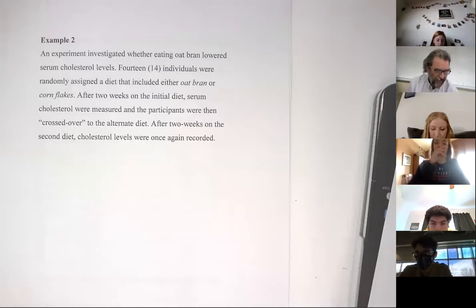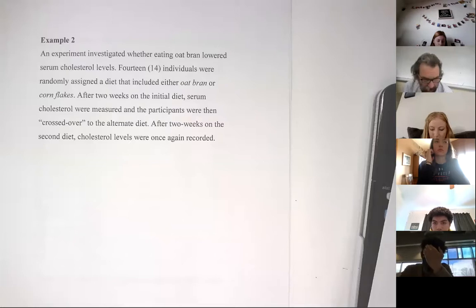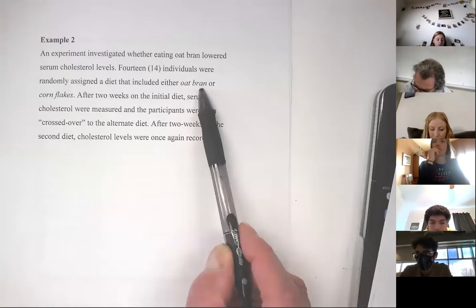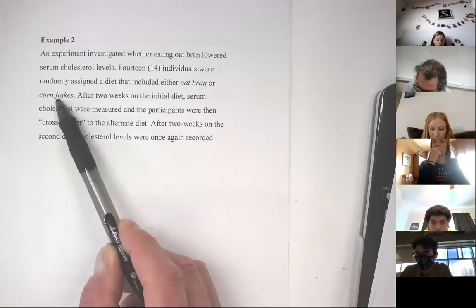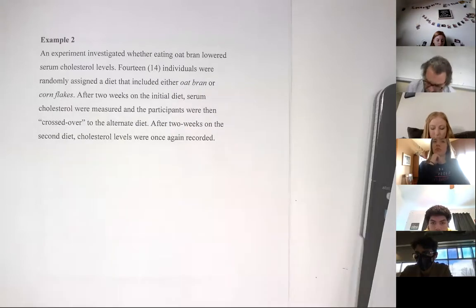After 2 weeks on the second diet, cholesterol levels were once again recorded. So here's a situation where each person serves as his own match. Why would you do that? Well, because people might tend to have high cholesterol or low cholesterol, and all you're measuring is the level. If you measure in the oat bran case and in the cornflake case separately, and then you take the difference, you can see whether oat bran seems to lower cholesterol.